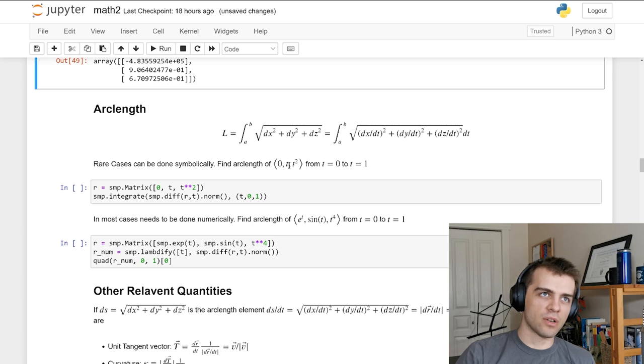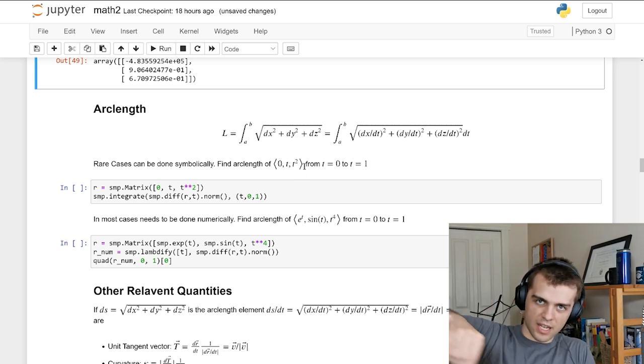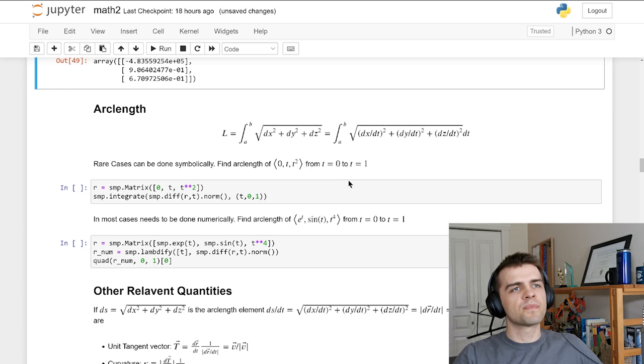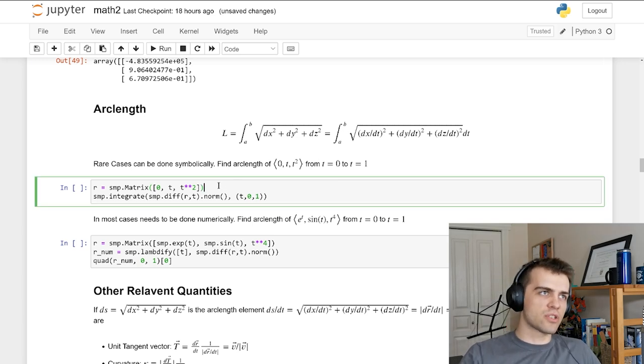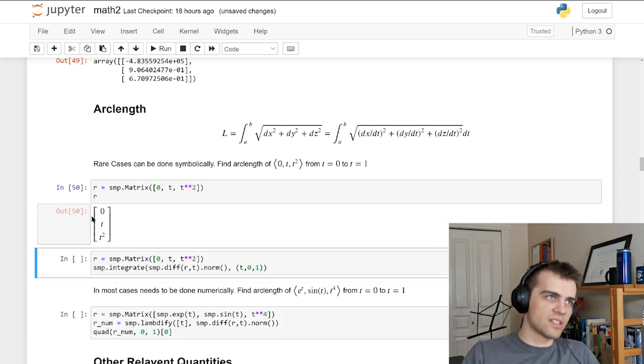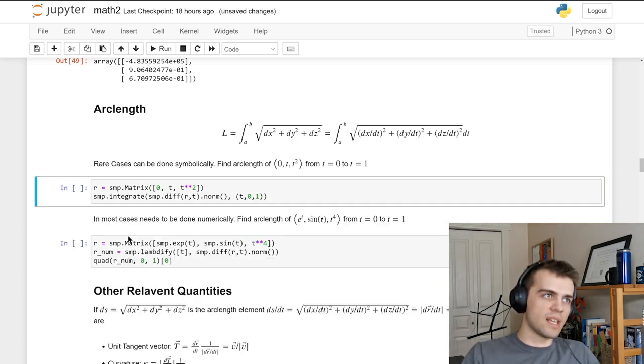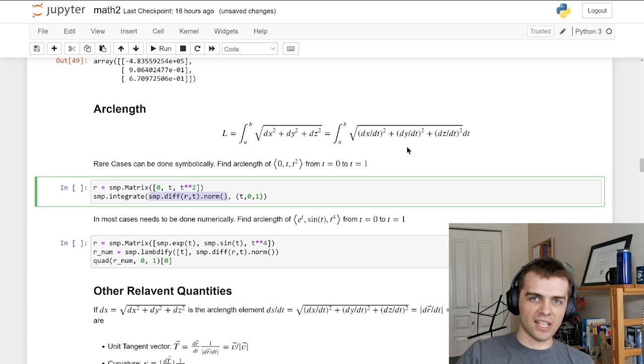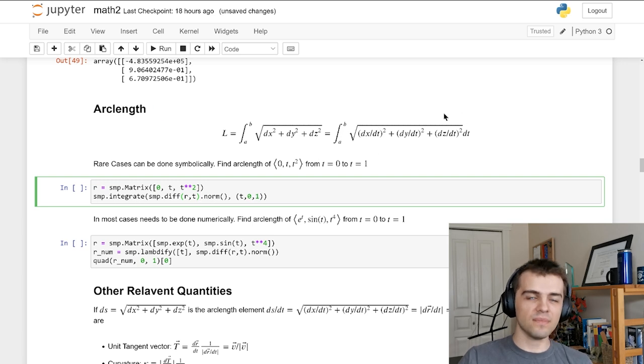So for example, the curve 0, t, t squared, which is basically a parabola in one of the planes, you can solve the arc length here. So to do that, first I would define my vector r like this, 0, t, t squared, which is what I'm doing here. And then I integrate the norm of this vector. That's what the square root here is. That's the norm, right? The absolute value of dr/dt. So I differentiate r with respect to t and I take the norm.